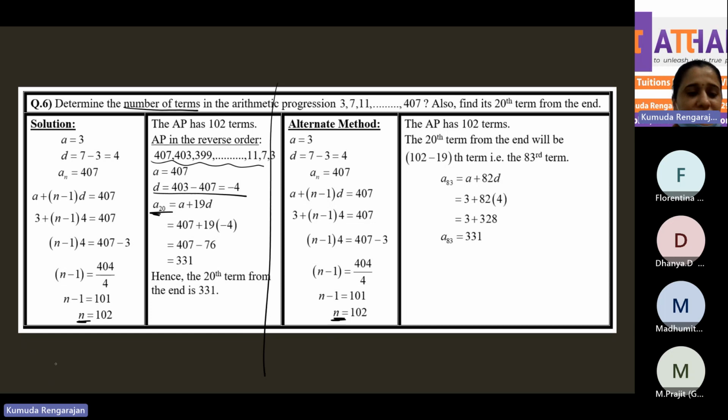In this method, I'm not reversing the AP. I know that there are 102 terms in the AP. So the 20th term from behind is 102 minus 19, which is 83. What is this 83? The 83rd term from the beginning is nothing but the 20th term from behind. It's the same. So find A83. You can see we get the same answer.